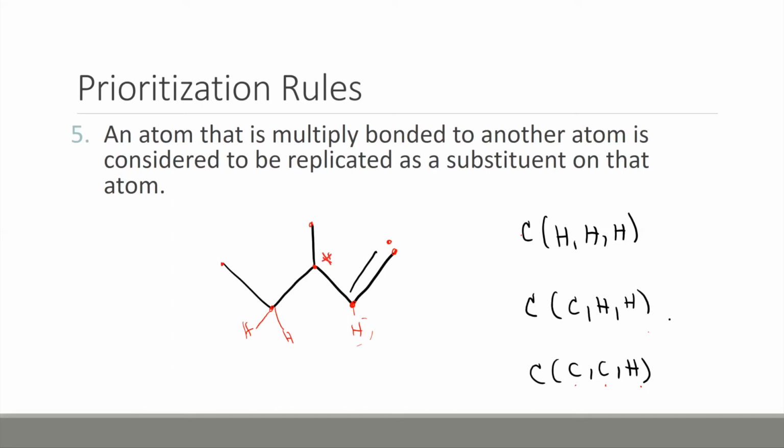So when comparing these, you will see that when directly comparing this single bond to a double bond, the double bond gets priority. So in this case, we would assign this molecule as this group getting priority number 1, this 2, and this 3.